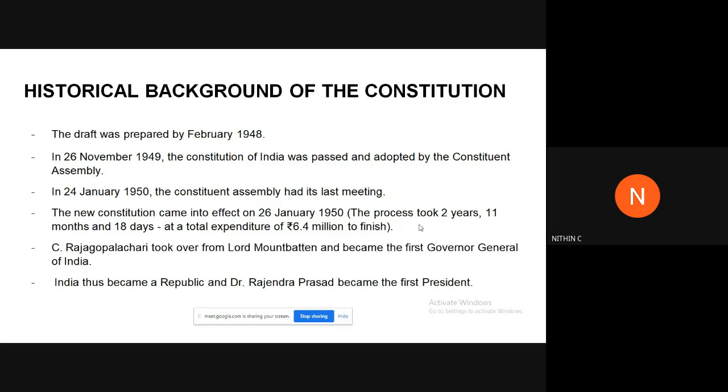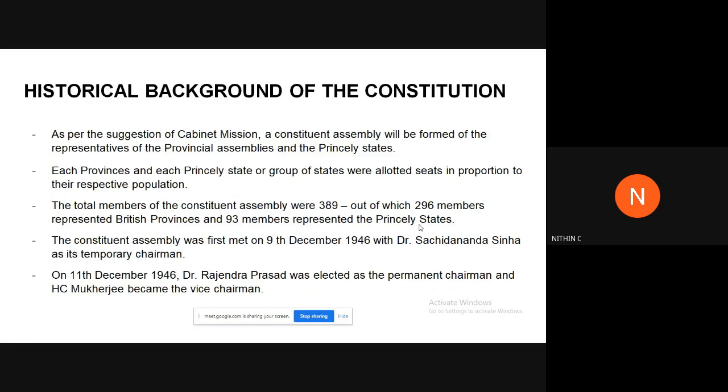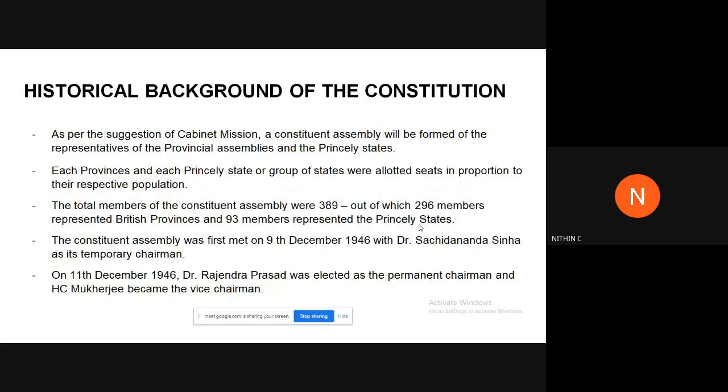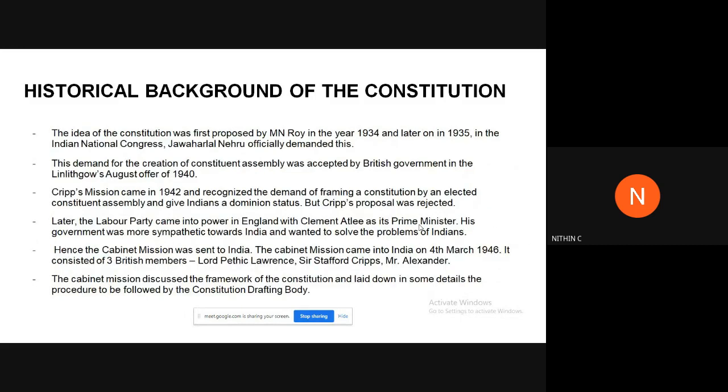It all started with a proposal made by Sir M.N. Roy, and Jawaharlal Nehru of the Indian National Congress actually demanded for that, and the rest is all discussed. The first mission was the Cripps Mission, which was sent to study the demand for framing a constitution, but that proposal was rejected.